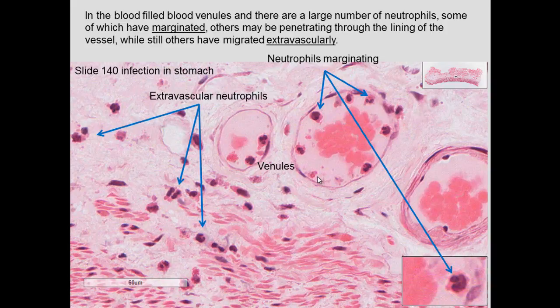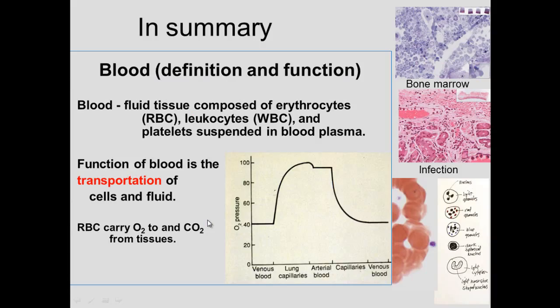And here we can see where an infection has occurred, and you have margination. Margination is when blood cells stick to the little venules, as you can see here, and then they migrate through. So they marginate through. And here are some that are already extravascular. That is, they've come outside the vasculature to be able to do their job.